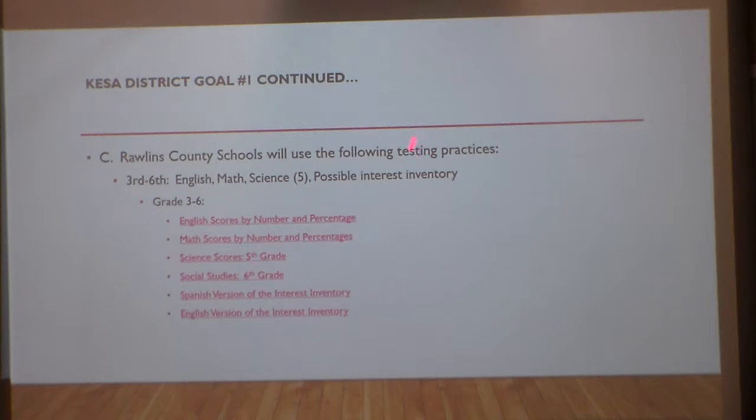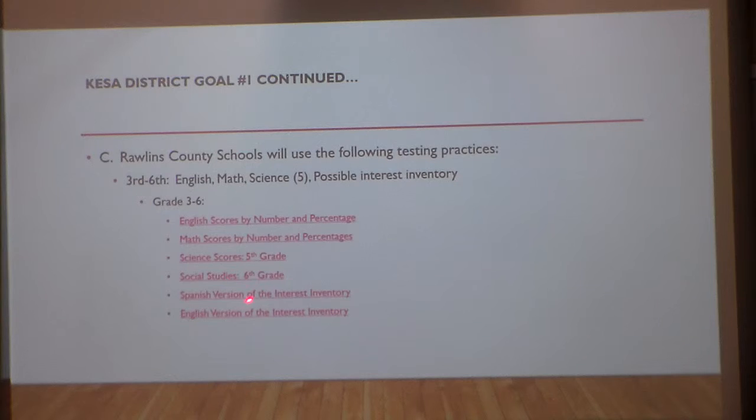C. Rollins County Schools will use the following testing practices. So 3rd through 6th grade, and what we'll do is we have all of our test scores hyperlinked from KSDE. Those will be updated every single year as those results become available. So for 3rd through 6th grade, we have English, Math, Science in 5th grade, and a possible interest inventory.